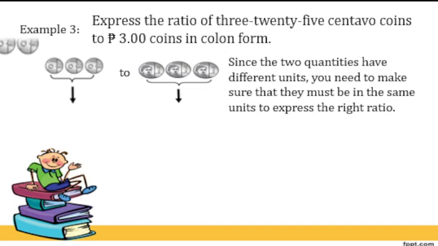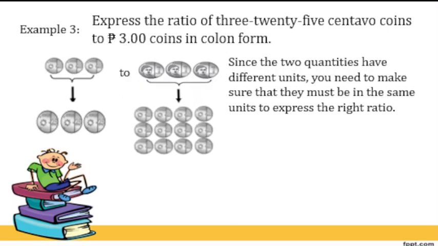So you have to rewrite the 3 peso coins. Since in 1 peso there are 4 25-centavo coins, that will become 12 25-centavo coins. Now that they are on the same units, the 3 25-centavo coins and the 12 25-centavo coins, how shall we write the ratio? Yes, we can write this as 3 is to 12.